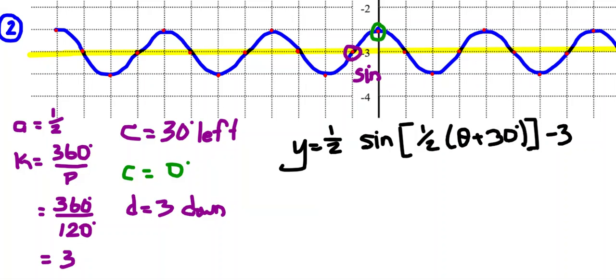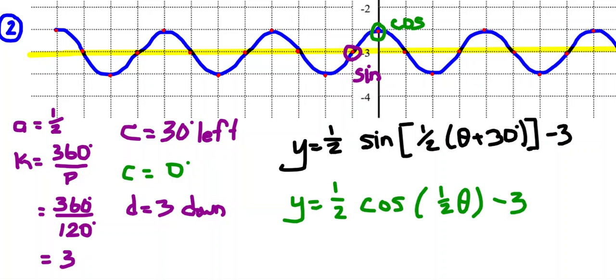And let's look at the cosine wave. So here's your cosine wave. Now, notice that you still have the same amplitude, same k value, no phase shift this time because it starts on the y-axis, same axis of the curve.